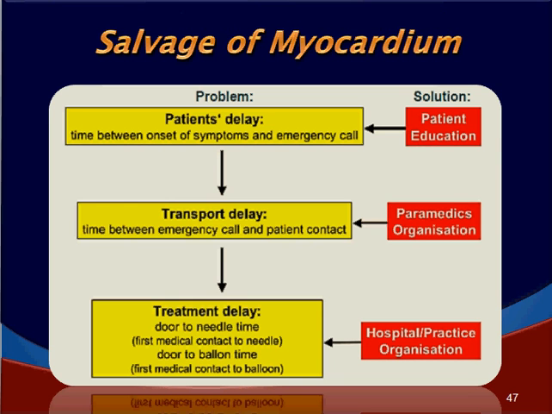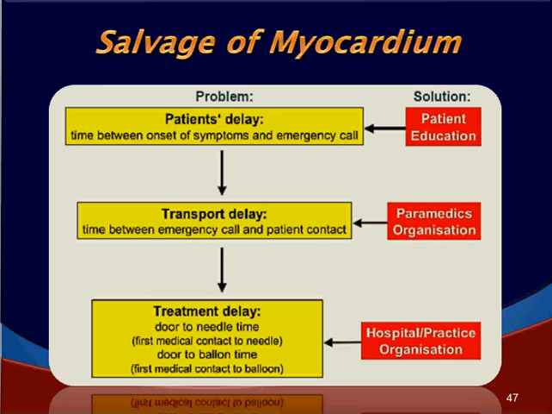Now the problems in salvaging the myocardium. The first problem is the delay on the part of the patient, the time between the onset of symptoms and the emergency call. They don't report to any health facility or call any doctor or any emergency help. That is the most important delay. What is the solution? Patient education, general public awareness about the acute coronary syndromes, their awareness about the symptoms, and the need to seek medical help at the earliest. Mistaking it for gas trouble, they should not delay or waste time on other types of self-medication.